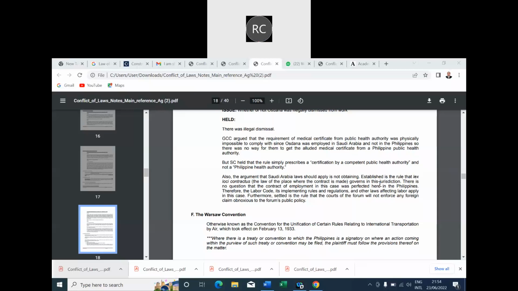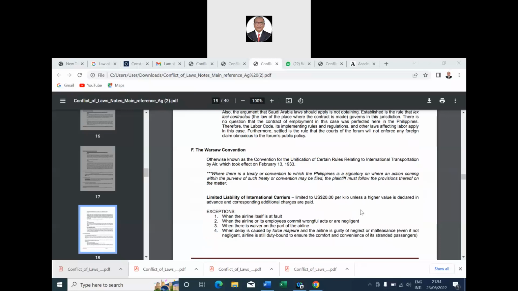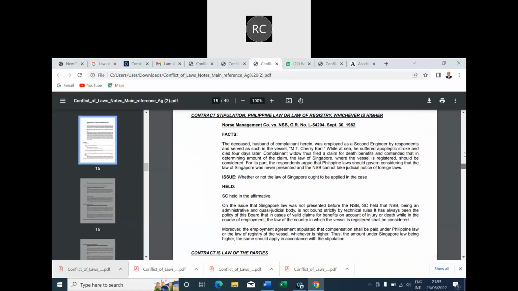Lex loci celebration is only for the marriage. Lex loci contractus, lex loci actus, this is only for the contract. See, the Warsaw Convention, otherwise known as the convention for the... Yes, please, sorry, sir, before you continue, in the contract, I try to look at the difference between where the contract was made and where the contract is performed. Okay. Yes. Now we will go to the connecting factor.